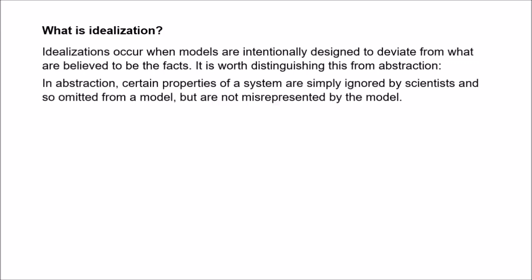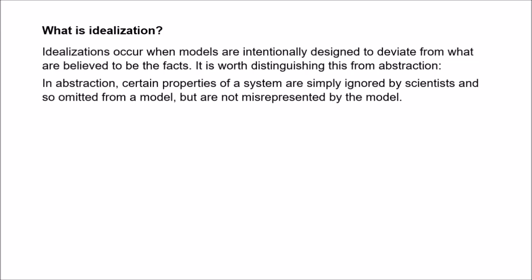In abstraction, certain properties of a system are simply omitted from the model of the system. The properties are ignored, but they're not misrepresented. If we're studying the orbit of the moon, then a model of the Earth-Moon system may simply ignore the specific types of elements that the two bodies are composed of. So in this case, we're not saying anything false about the composition of the Earth and the moon, we just don't include that information in the model. Or if we model the swing of a pendulum, the model will probably ignore the colour of the pendulum. Again, this doesn't make the model false.